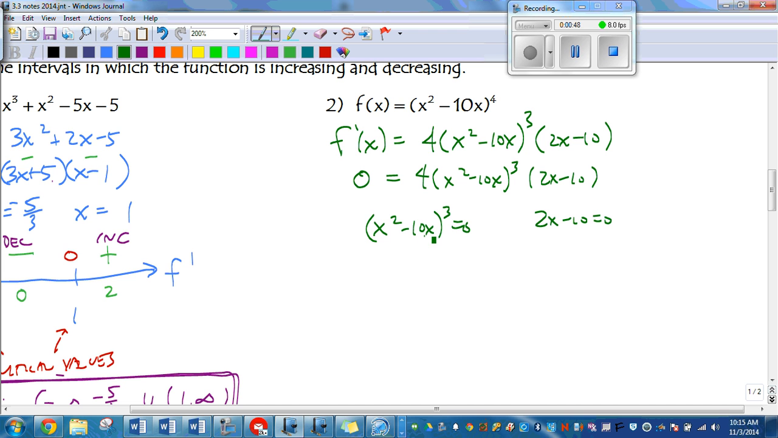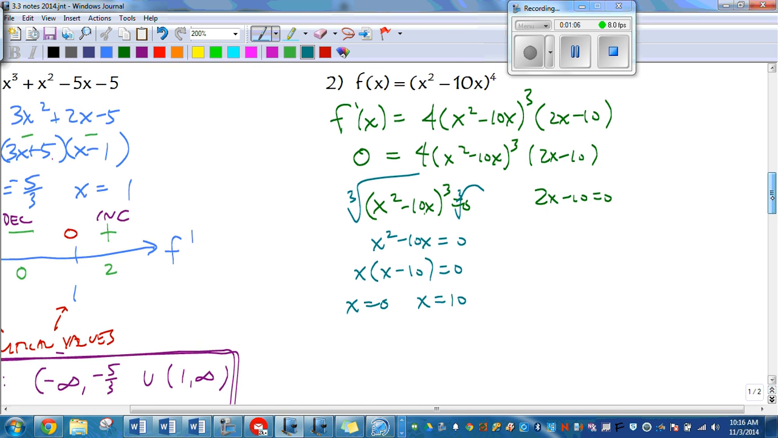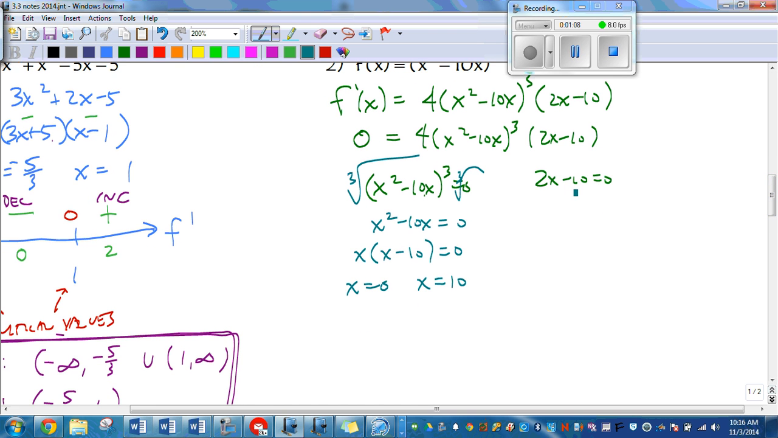So for our first one, we can take the cube root of both sides to get x squared minus 10x equals 0. And then we can factor an x out, and we get two possibilities here: either x is 0 or x equals 10. So we get two critical values there. Over here, with our other equation, add 10 and divide by 2, we get x equals 5. So we have three critical values here.